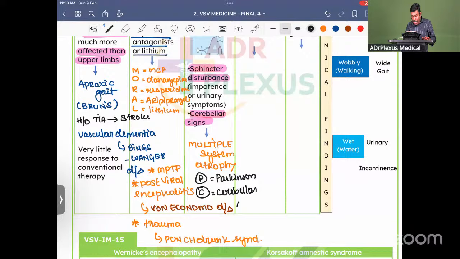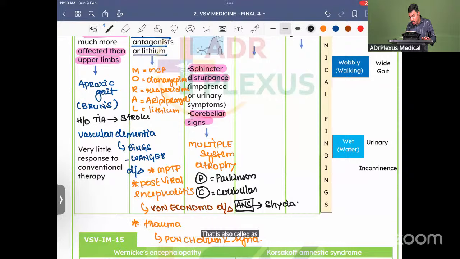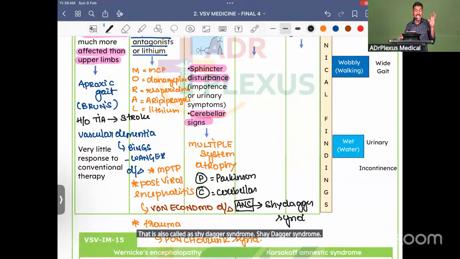And MSA-ANS, that is, autonomic nervous system features are predominant. That is also called Shy-Drager syndrome. In MSA-C, this was a recent question.